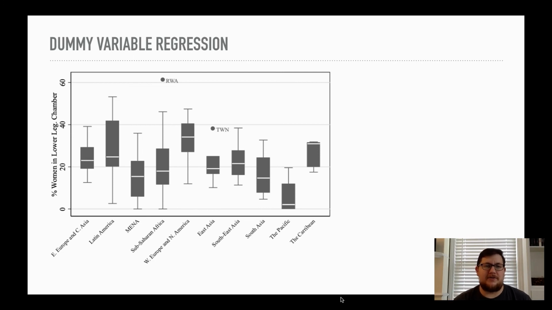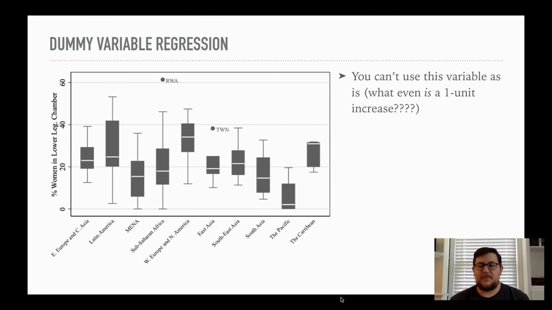You can see there that Latin America is high, but actually the highest average is Western Europe and North America. There we see Rwanda is really an outlier. In East Asia, Taiwan is kind of an outlier. Otherwise, everything else fits pretty well within its region. You can't use this variable as it is.